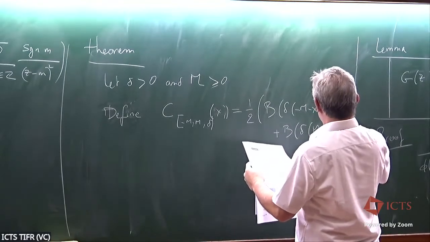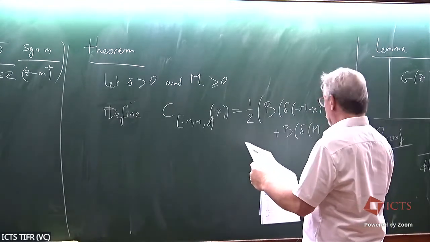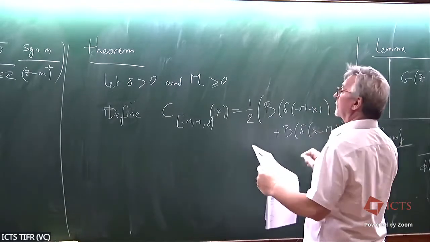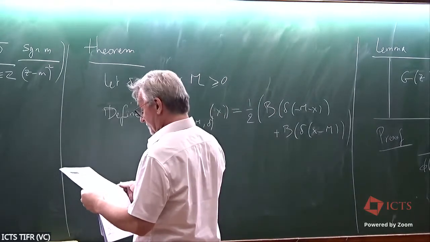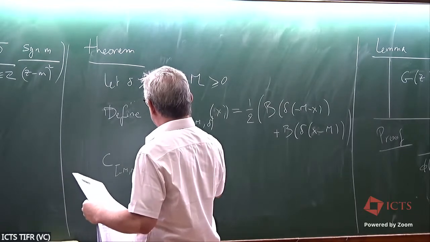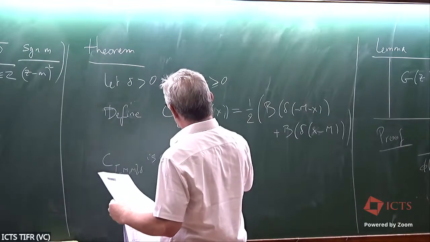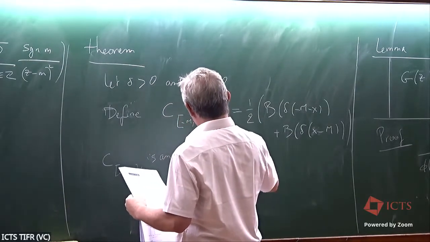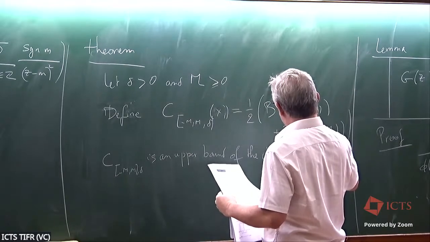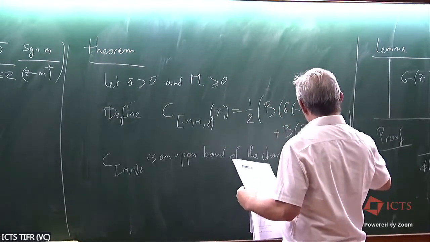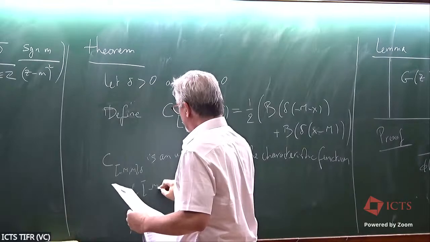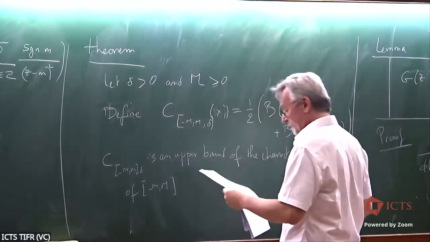Yes. No. X minus M. C of minus M and delta is an upper bound of the characteristic function of the interval minus M, M. Okay.